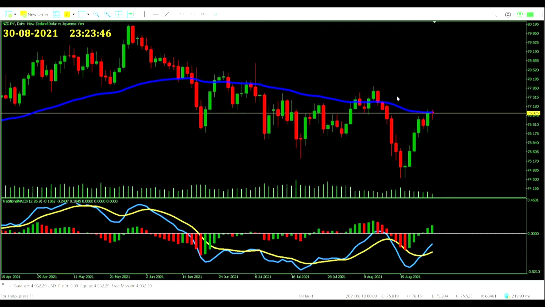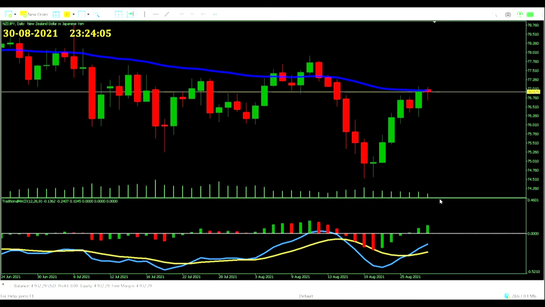So I won't talk through every single one of them. We'll obviously look at the ones that have an actual entry for us, if there are any, and any that are just of interest anyway. So we're on the New Zealand dollar, Japanese yen to begin with. And this one actually is quite interesting. So if you see, the MACD crossed over here, and now this is the third candle. You've got 1, 2, 3.